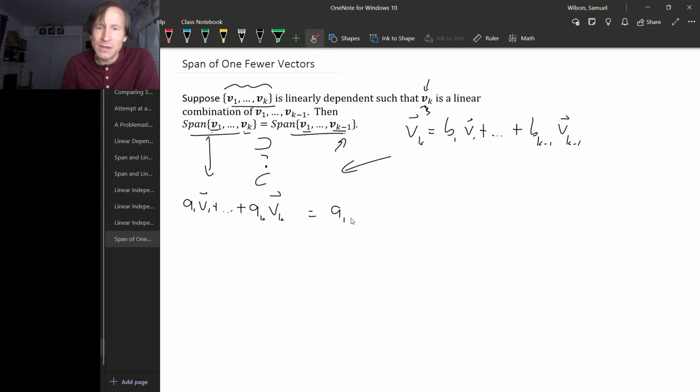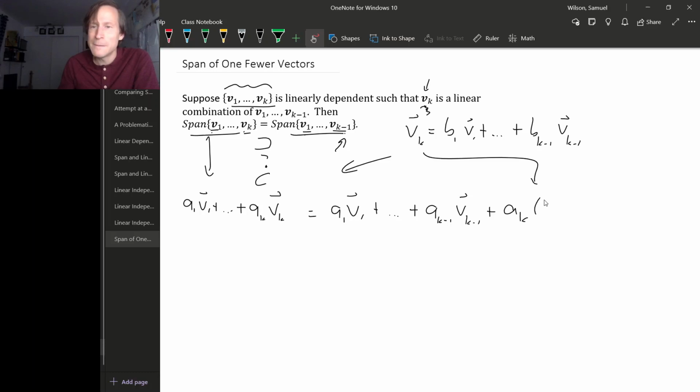We get a1 v1 plus ... plus a(k-1) v(k-1) plus a sub k times, and now we plug in our big expression for vk, b1 v1 plus ... plus b(k-1) v(k-1). But now we can combine like terms, right? There are two terms in this big sum with v1. The first one is just a1, and then the second one is ak times b1. So plus a sub k times b1, and that's all times v1.